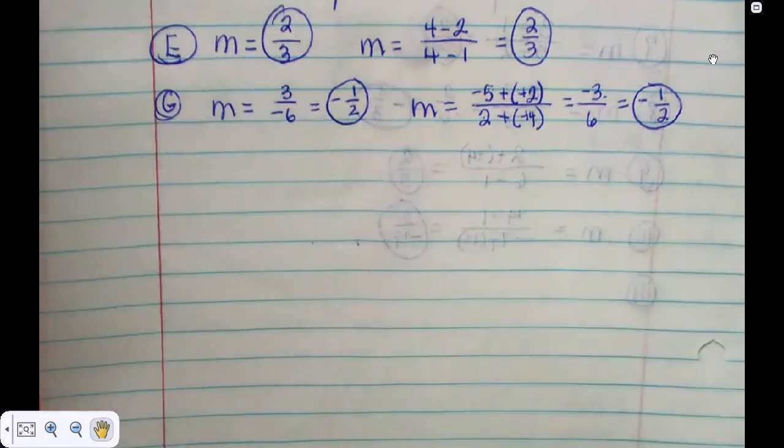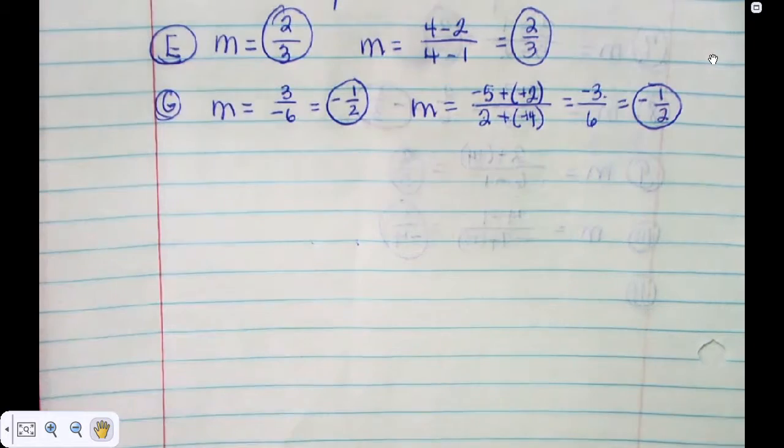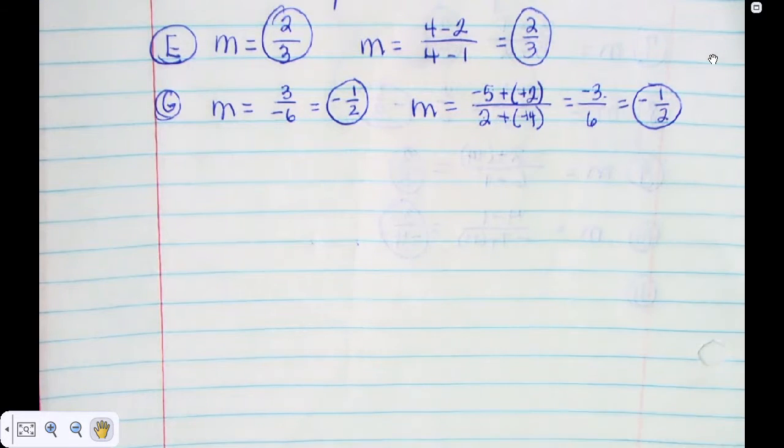Okay, are there any questions? Hey, before you finish, show me with your arm a 0 slope. 0 slope. Undefined slope. Positive slope. Negative slope.